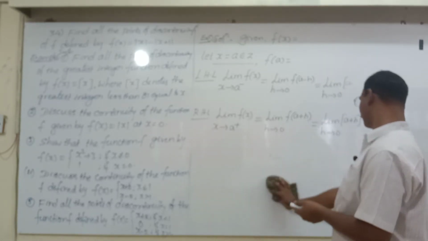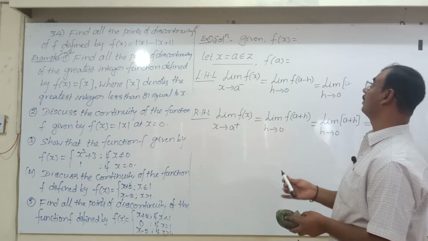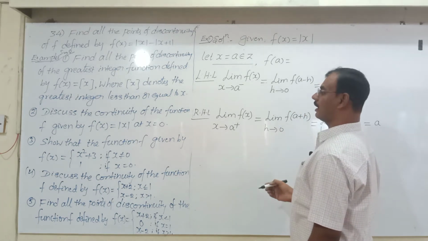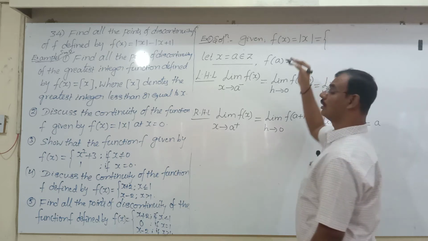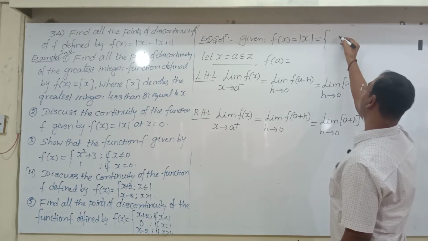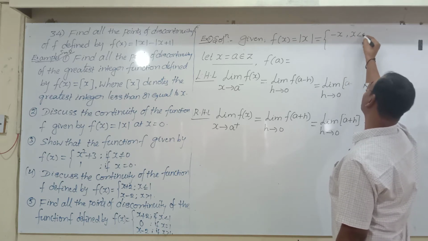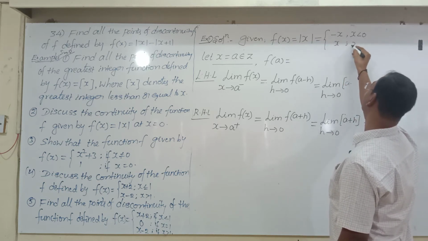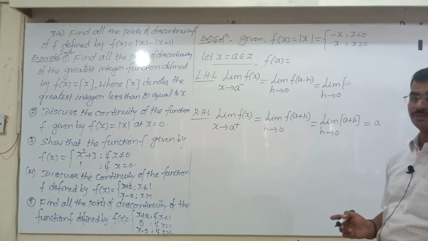Next problem. Discuss the continuity of the function f given by f of x equal to mod of x at x equal to 0. So at x equal to 0, we have to break into conditions. I break at x equal to 0. When x is less than 0, mod of x is minus x. When x is positive, more than or equal to 0, it is x. So this is the definition of mod of x.